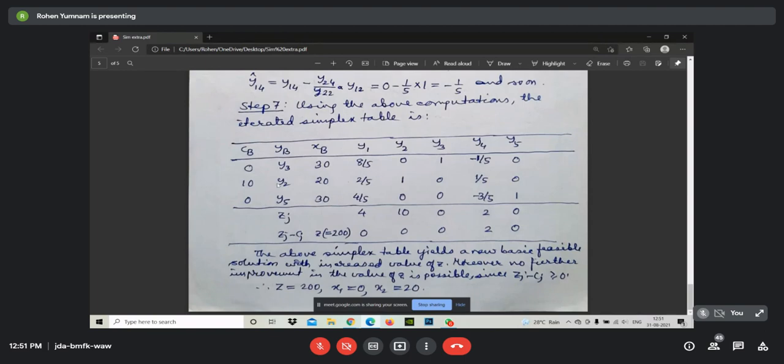Others, S1, S2, S3, those are slack variables we added. That is why no calculation is needed. And if Y1 is there, that value will give the X1 value, but there is no Y1. That is why no X1 value. No X1 value means X1 is 0. And the X2 value is given by Y2, that is 20, so X2 is 20. And the maximum value is 200 for Z, obtained when X1 is 0 and X2 is 20.